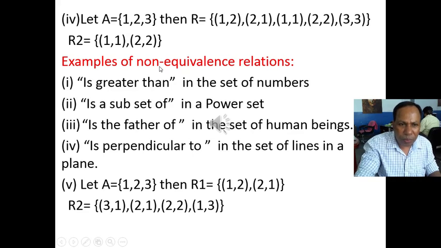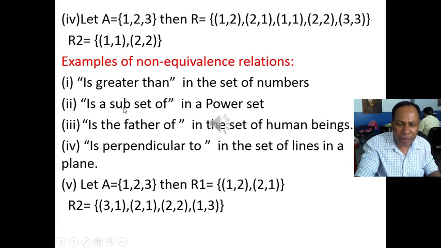Now some examples of non-equivalence relations, like the relation "is greater than." It is not reflexive because a particular element cannot be greater than itself. Again, it is not symmetric because A is greater than B does not mean that B is greater than A. Rather, we can say B is less than A. So it is not symmetric, but it is transitive. So all three properties are not satisfied, and it is not an equivalence relation.